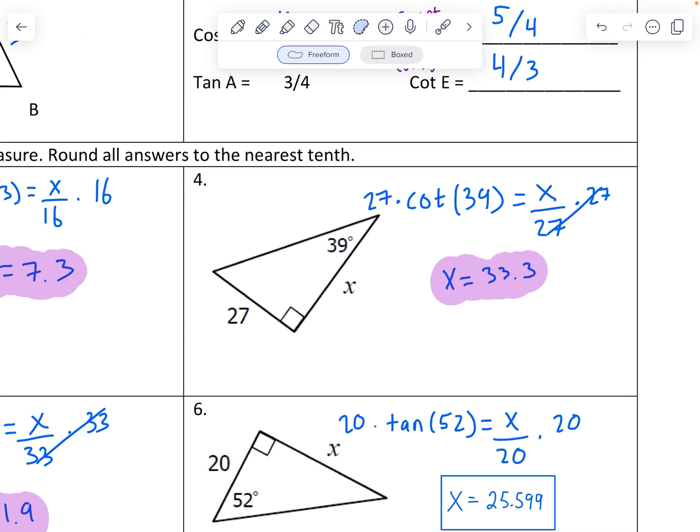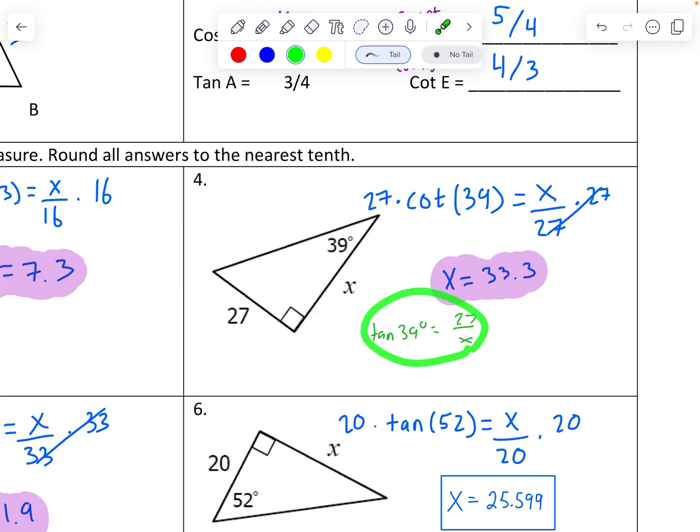Number 4, you can use cotangent, but again, we didn't really talk about that. So we're going to use tangent because we have the opposite and adjacent sides compared to angle 39 degrees. So you do tangent of 39 degrees equals the opposite over the adjacent. Notice how when you use cotangent, this is just flipped because that's what cotangent is. It's the reciprocal of tangent.